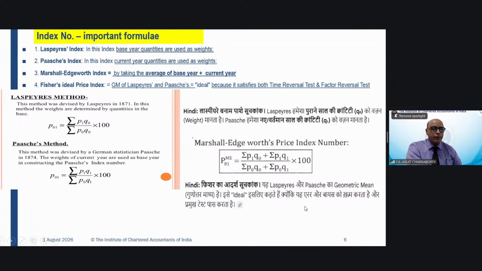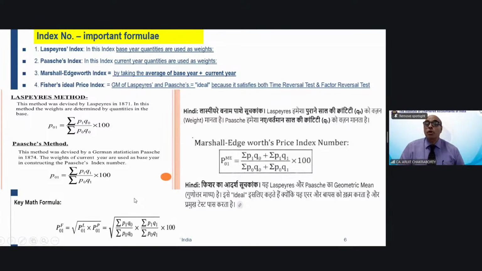In Hindi, now we will look at Fisher's index. Fisher's index is nothing but the geometric mean. So Fisher का जो आदर्श, ideal, we use the term आदर्श सूचकांक. Fisher's index क्या है? ये लास्पेरिस और पास्चेस इंडेक्स का ज्योमेट्रिक मीन, जो हम लोग हिंदी में कहते हैं गुणोत्तर मध्य। तो गुणोत्तर मध्य जो है, that is the geometric mean, and this is nothing but Fisher's index.